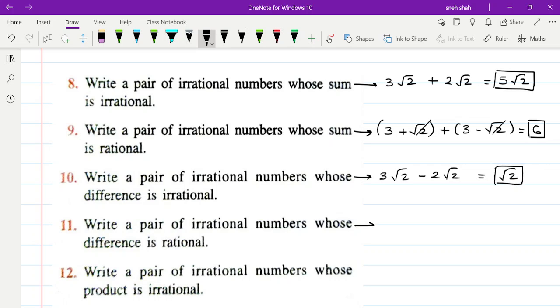And for the pair of irrational numbers whose difference is rational, we can again take the same irrational numbers, but this time upon opening up the brackets, we will get 3 plus root 2 minus 3 plus root 2. So 3 and minus 3 will get cancelled and root 2 plus root 2 will become 2 root 2, which is an irrational number.